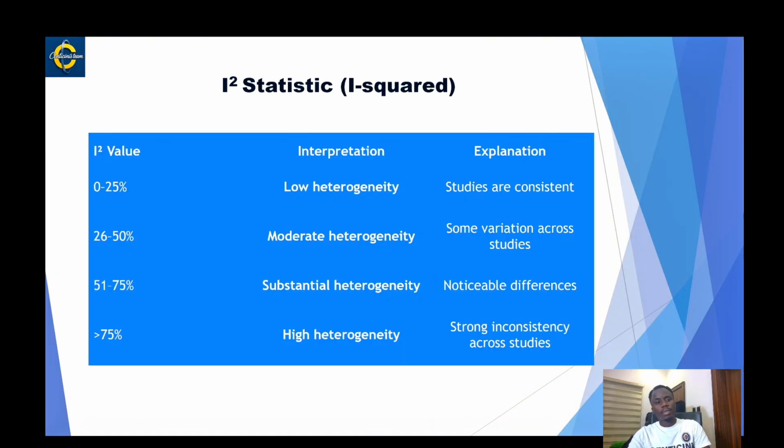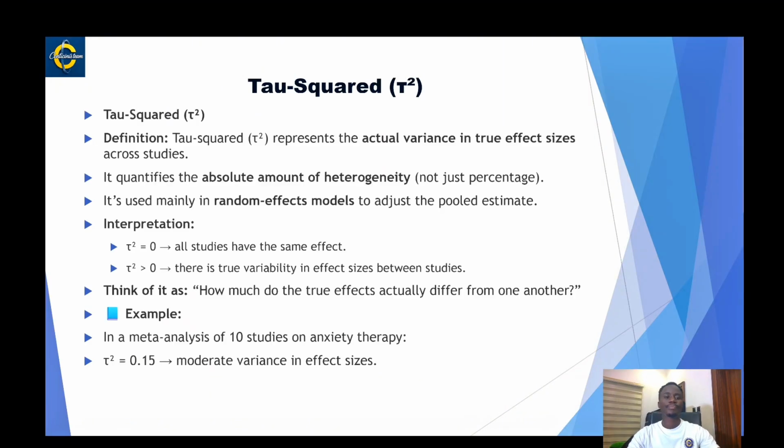Now the I squared test. This is how it's rated. From 0 to 25 is low heterogeneity. From 25 to 50, moderate heterogeneity. From 51 to 75 is substantial heterogeneity. Greater than 75 is high heterogeneity. So that's what I squared is all about. Whenever you plot your forest plot and you find this out there, you need to know how to interpret it and get very clear with that.